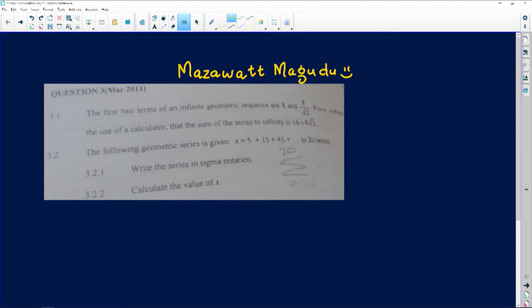3.1 says, the first two terms of an infinite geometric sequence are 8 and 8 over the square root of 2. Prove without the use of a calculator that the sum of the series to infinity is 16 plus 8 square root 2. Okay, so there's a couple of very exciting things that you have to keep in mind.